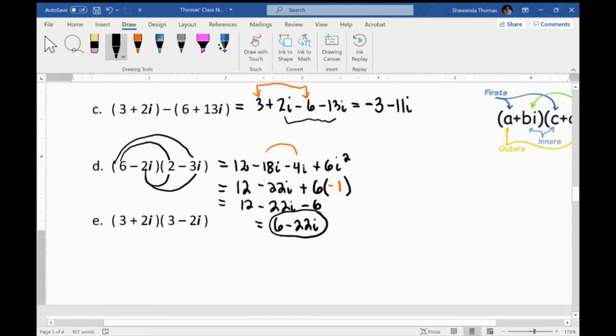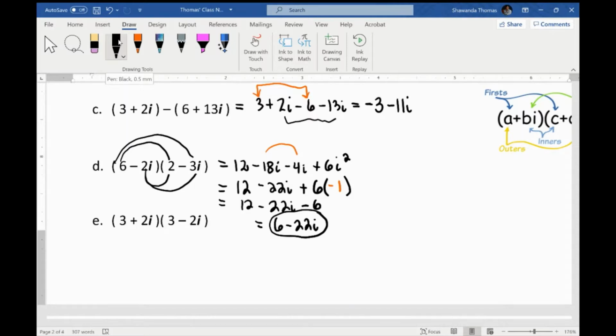All right, very good. Any questions about D? That was a little different. Anytime you see i squared, you have to convert it to negative 1. All right, let's look at E.